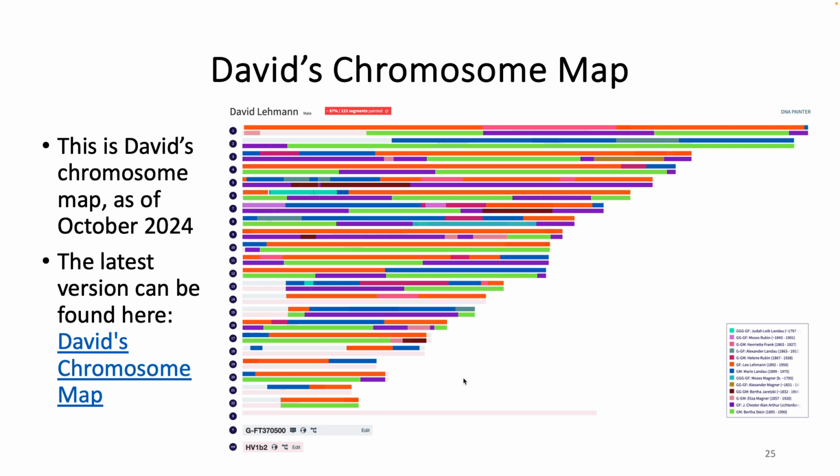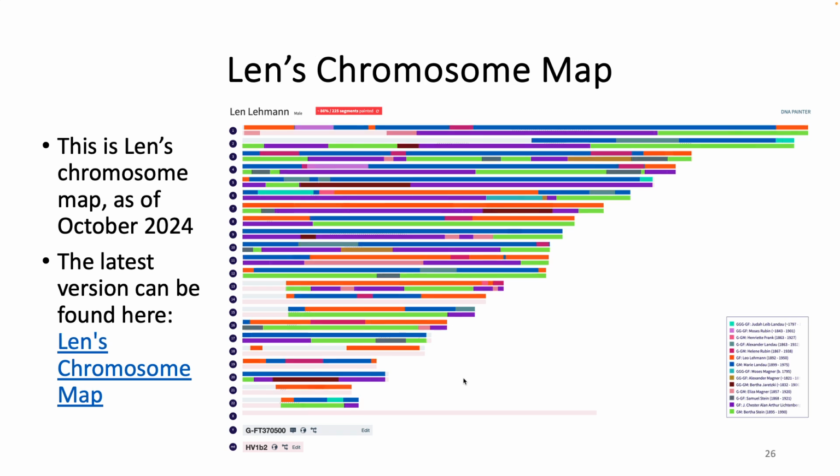This is what this looks like for David's chromosome map. You can see the colors look very different because he inherited his DNA differently, and the same thing for Lennon. All of them, I've solved for each of these brothers about 86 to 87% of their DNA currently as of October 2024.